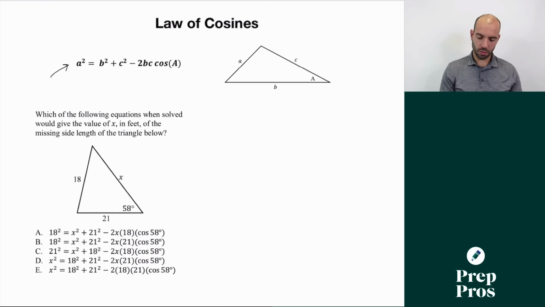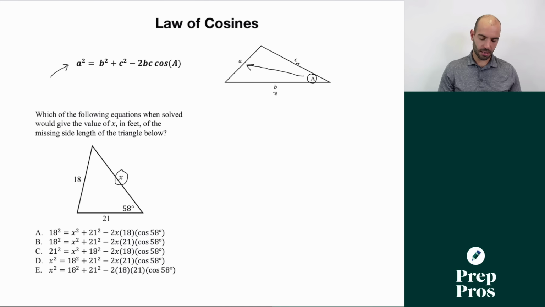So all you need to really know is that the A is the side length opposite the angle, and then the B and the C are interchangeable in the equation. There's the other two sides. So it could appear in a question like the one we see here. Which of the following equations, when solved, would give the value of x in feet of the missing side length of the right triangle below?